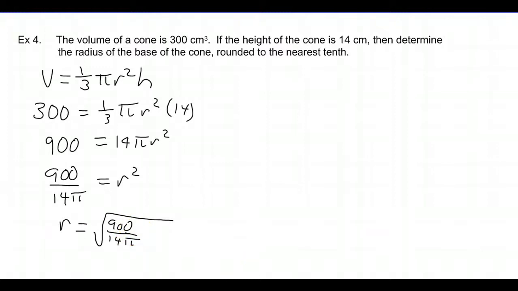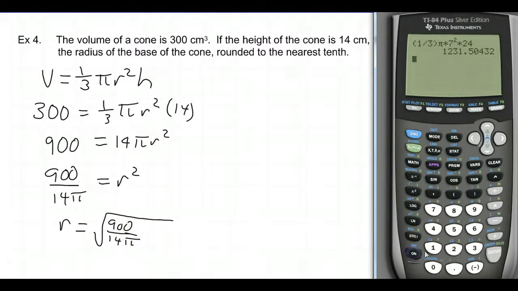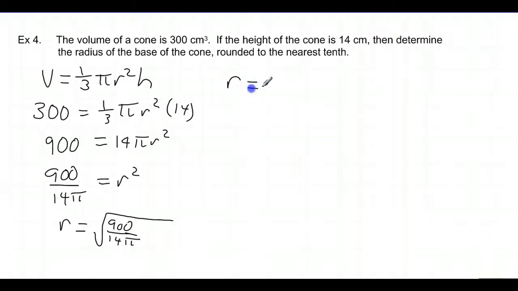Then we can plug that into our calculator, so let's do that. So I want the root of 900 divided by 14. And I'm putting brackets down so that it will do the 14 pi, right? Because the 900 has to be divided by 14 pi. Otherwise, we'll get 900 divided by 14 times pi. I'll show you that in a sec. So r is equal to, to the nearest tenth, 4.5 centimeters.